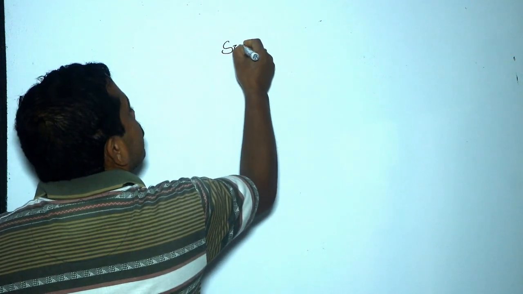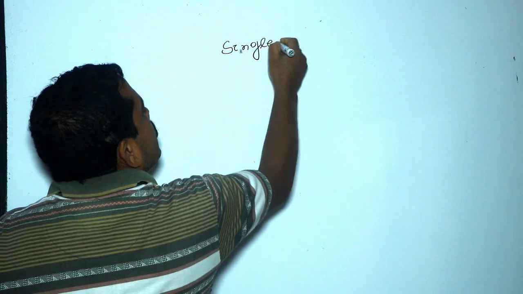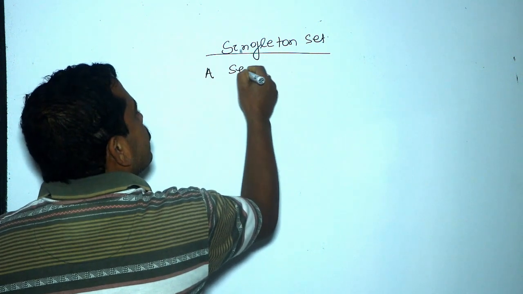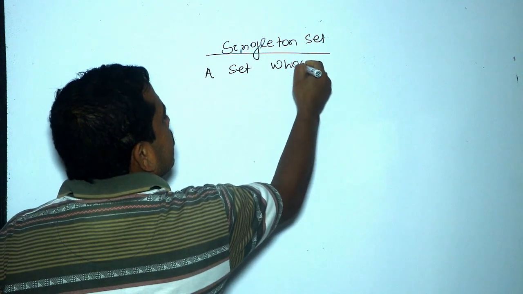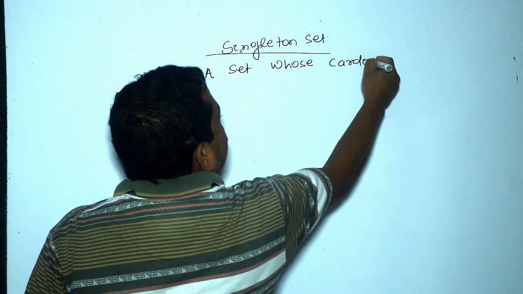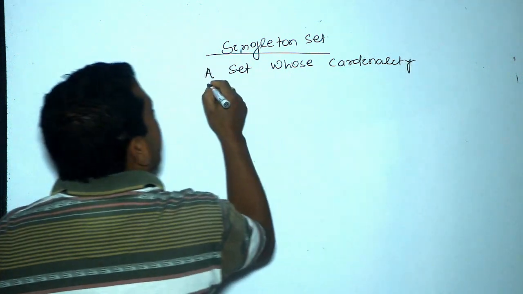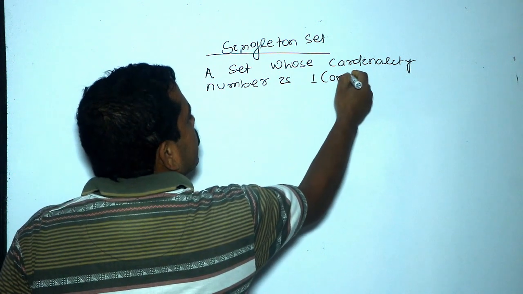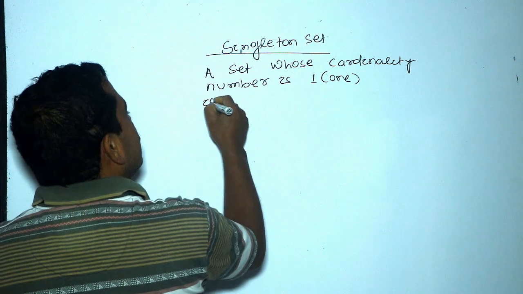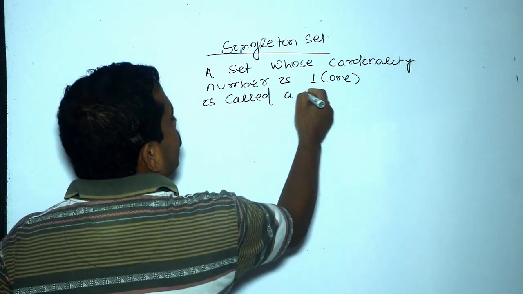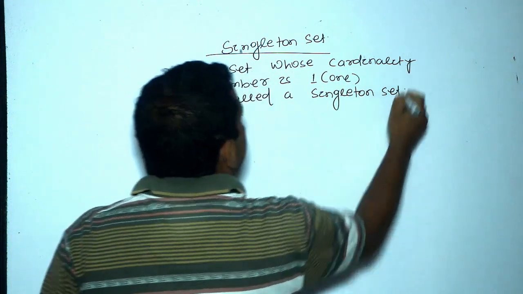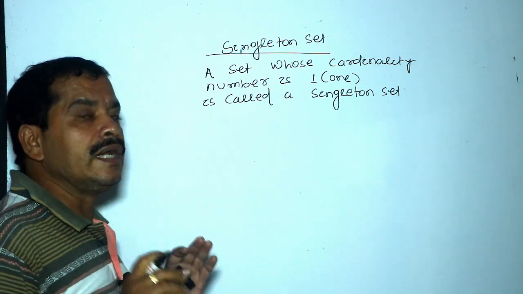Next, singleton set. A set whose cardinality number is 1 is called a singleton set.